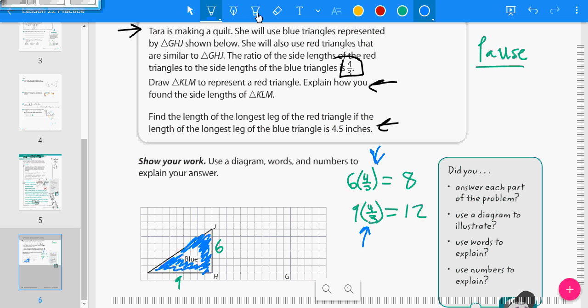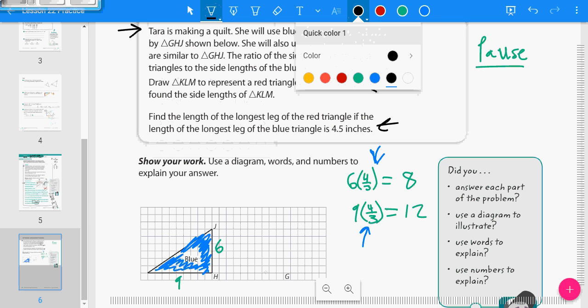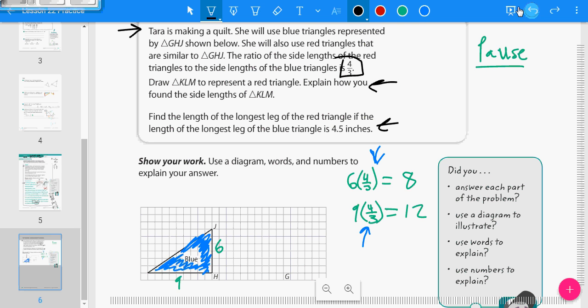So what I'm going to do is draw that out, we'll use black here, 12 by 8, to find triangle KLM. Okay. I'm not sure why that G is way over here. That should be way over there. That's weird. All right, let's do 1, 2, 3, 4, 5, 6, 7, 8, 9, 10, 11, 12. So that's 12 on the bottom.